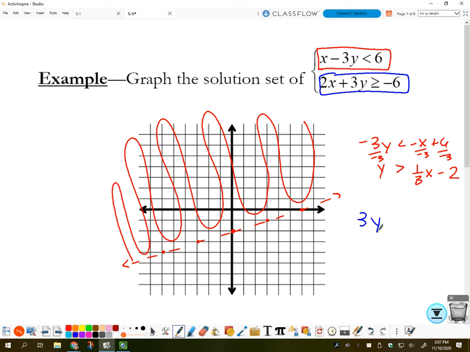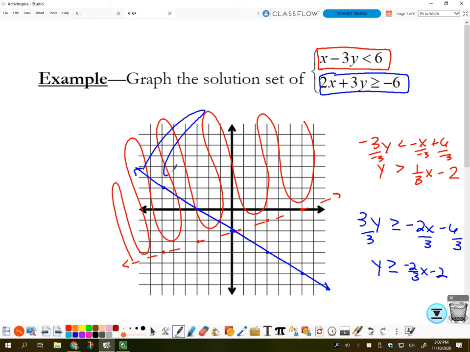Move the 2x to the other side. Divide through by the 3. You divide by a positive, so this guy stays. You have a y-intercept of -2, and your slope is down 2, right 3. And we have a solid line, so points on this line that border the shaded region are solutions. And it says greater than, so we shade up here.